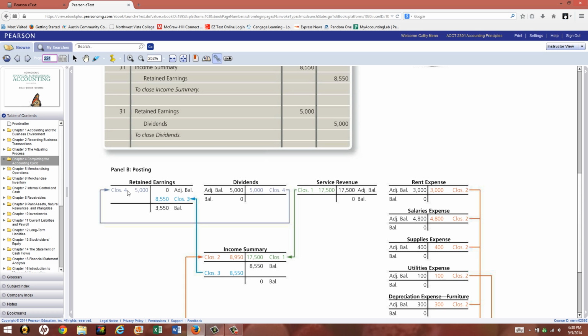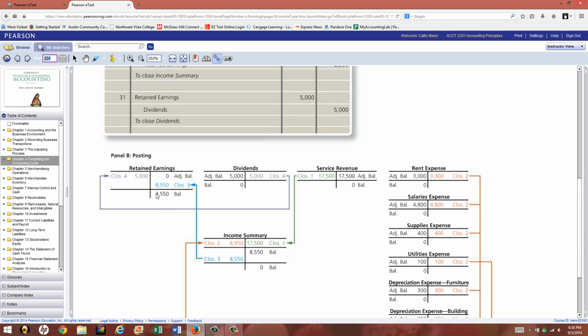This makes sense if you think about it. Retained earnings is where we show what our net income is that we have kept. So we can either retain our earnings or we can pay them out in dividends. And so retained earnings is where we keep this information. This amount was our net income, and this amount is the amount that we paid out in dividends to our stockholders. So what we kept, what we retained, is this $3,550 balance. This would tie to the statement of retained earnings. This is the amount of our retained earnings balance on that statement.